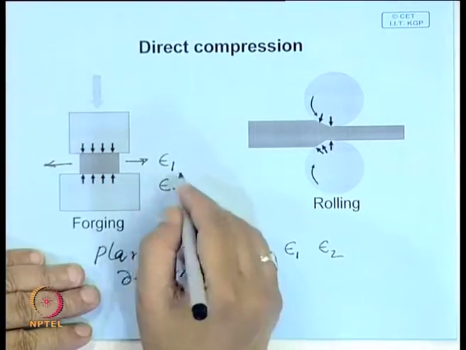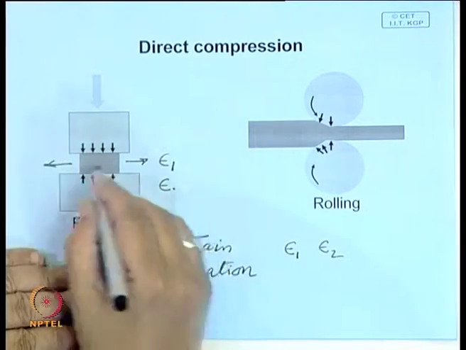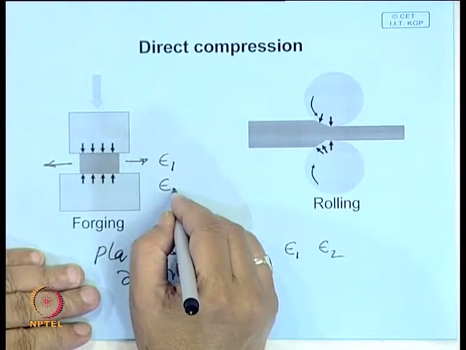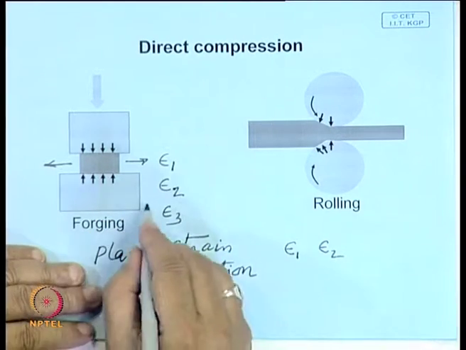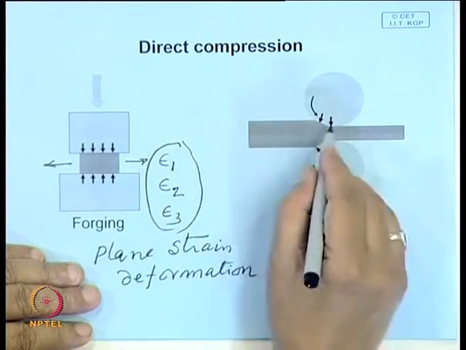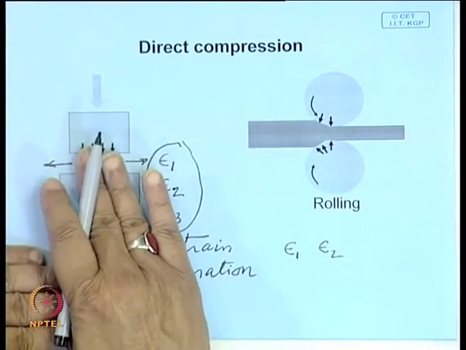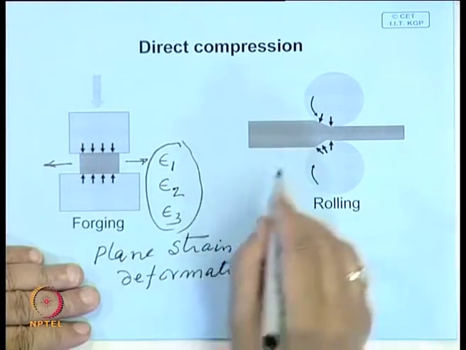If we allow it, of course, the other side is free to move, and strains in all three directions, epsilon 1, epsilon 2, epsilon 3, will all be present. But in more common deformation processing, if you do it in a die and you can stop the deformation in one of the directions, then it becomes plane strain.